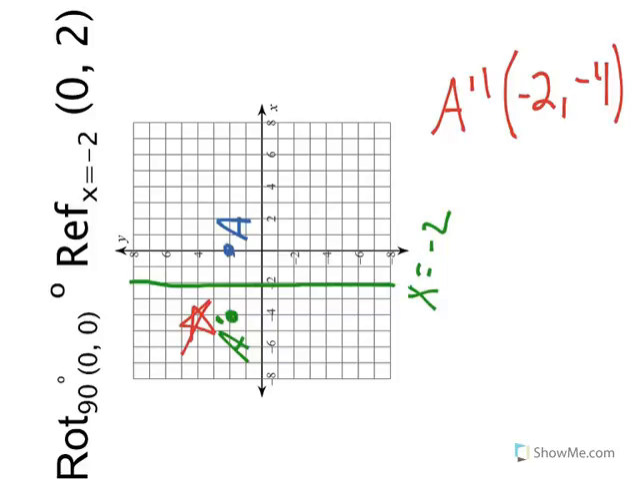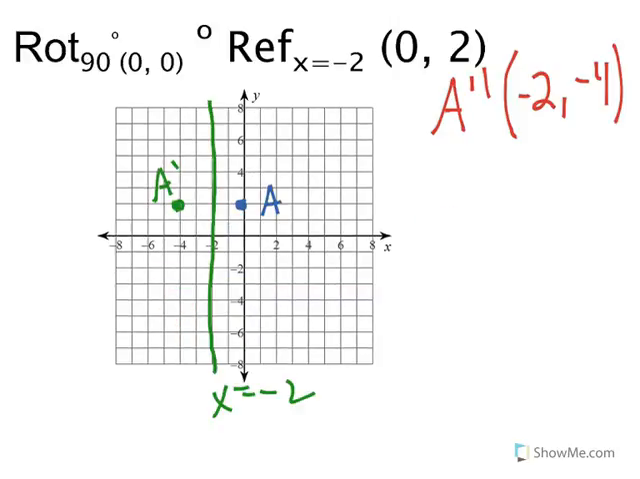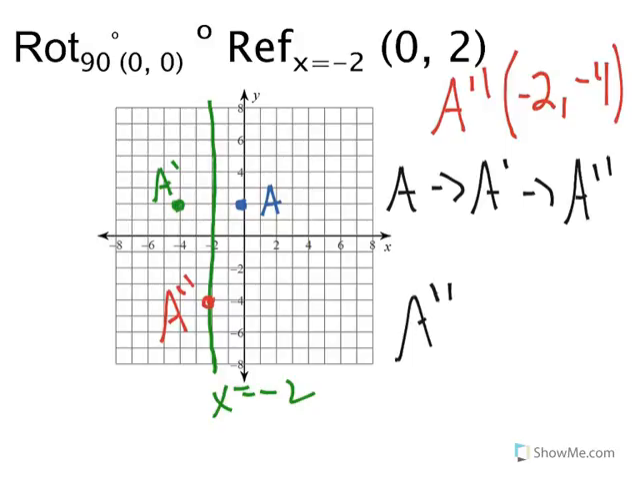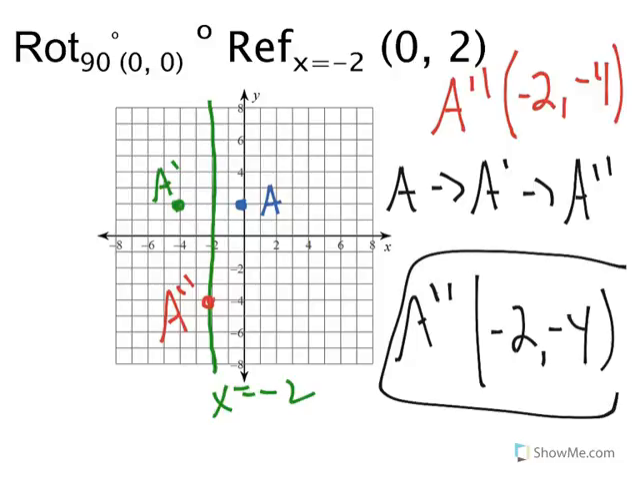So now I can rotate the picture back and then plot my final A double prime point. So my A double prime is at -2, -4. So that would be my final answer. We go from A, and then we go to A prime, and then we move A prime to A double prime. So A double prime is at -2, -4. And that would be your final answer.